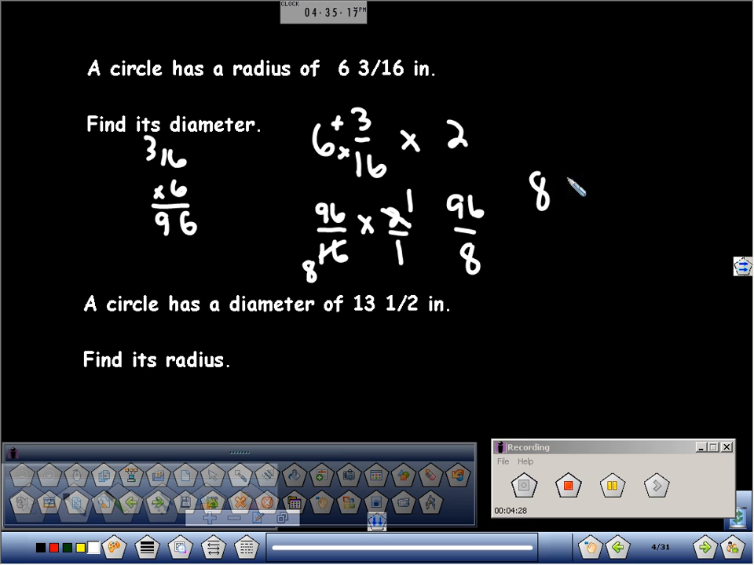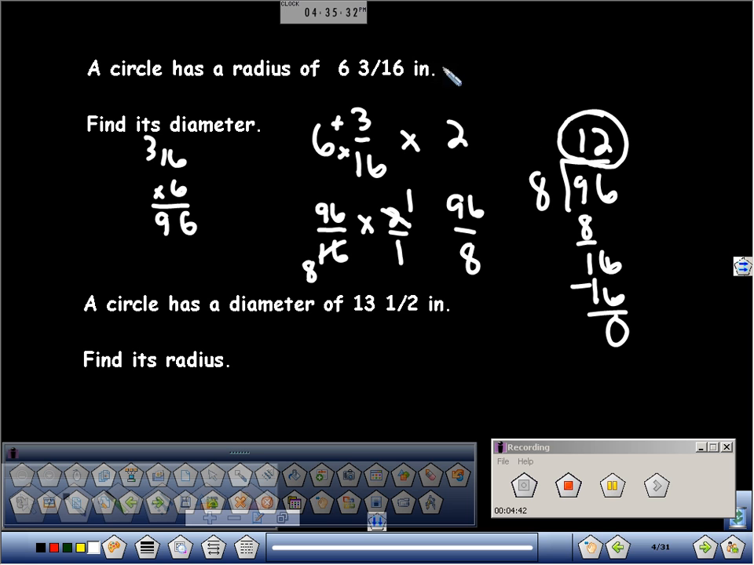We can divide 8 into 96. 8 goes into 9 once. 1 times 8 is 8. We get 16. 8 goes into 16 2 times. 2 times 8 is 16. Okay, so the answer is 12. So if it has a radius of 6 3/16, then it has a diameter of 12.